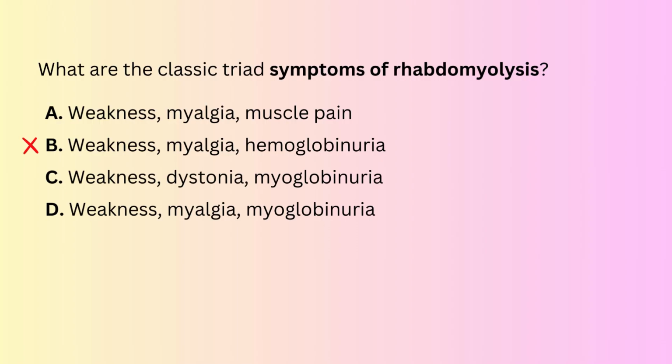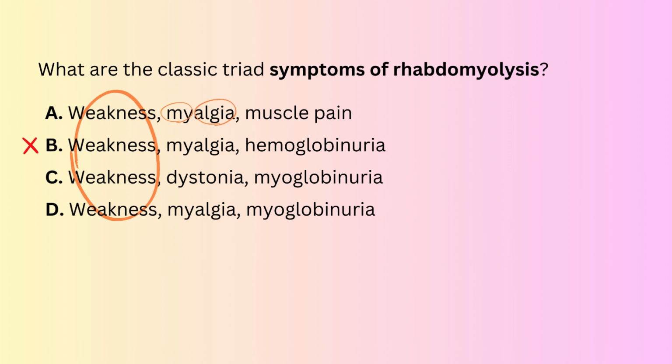What are the classic triad symptoms of rhabdomyolysis? Let's look at the answer choices. All of the answer choices have weakness, and weakness is one of the triad symptoms of rhabdo. All 3 answer choices have myalgia, which is what? My means muscle and algia means pain, so myalgia means muscle pain. Is it a symptom of rhabdo?